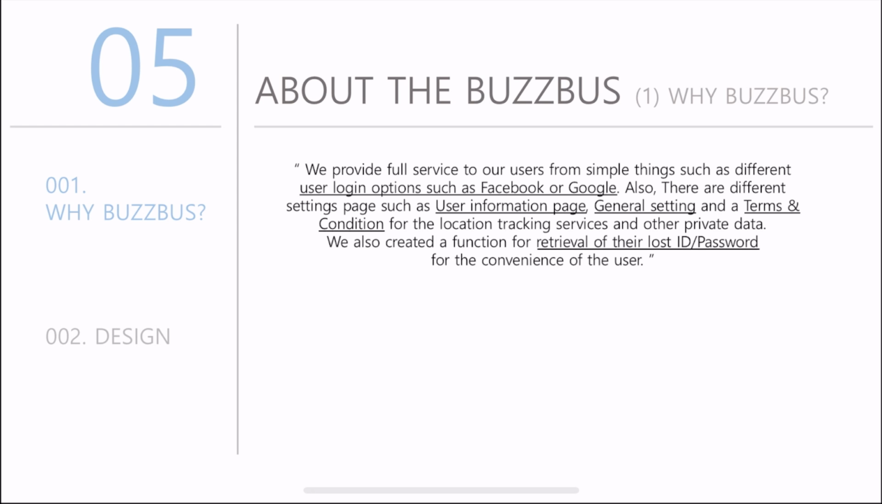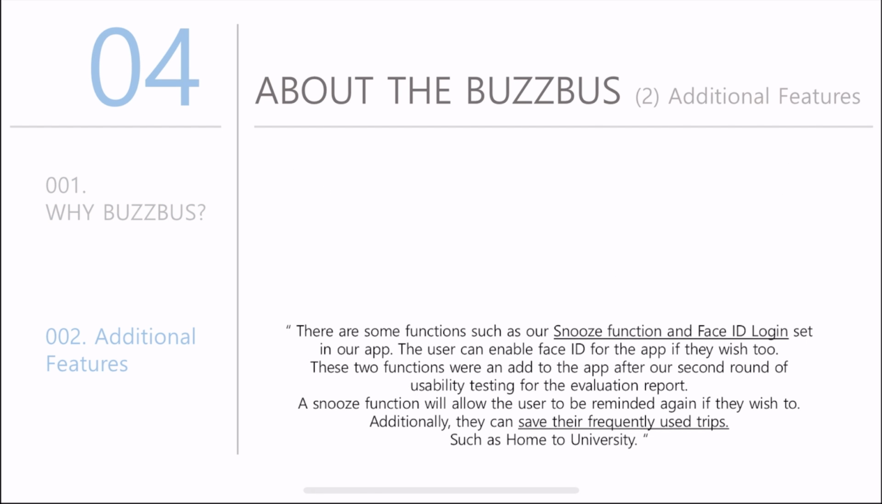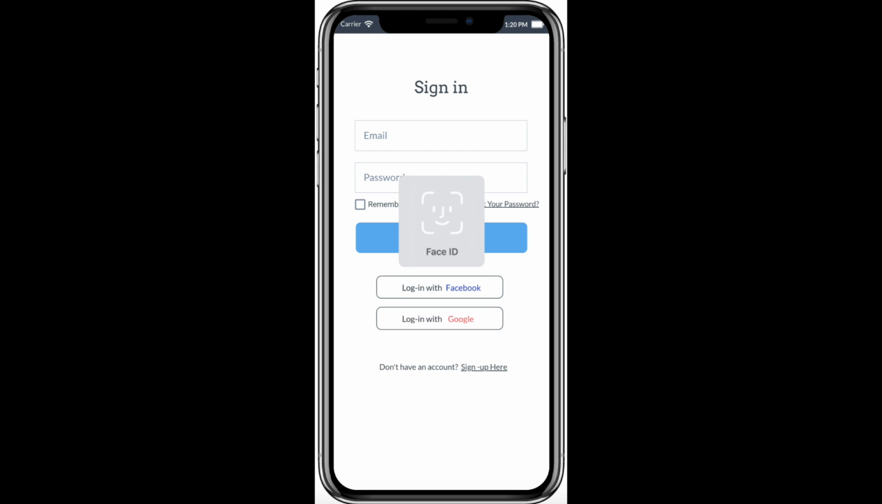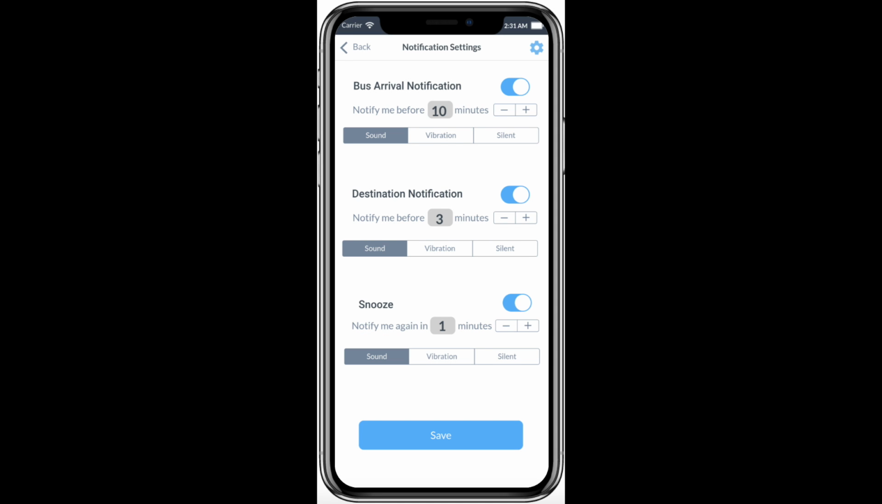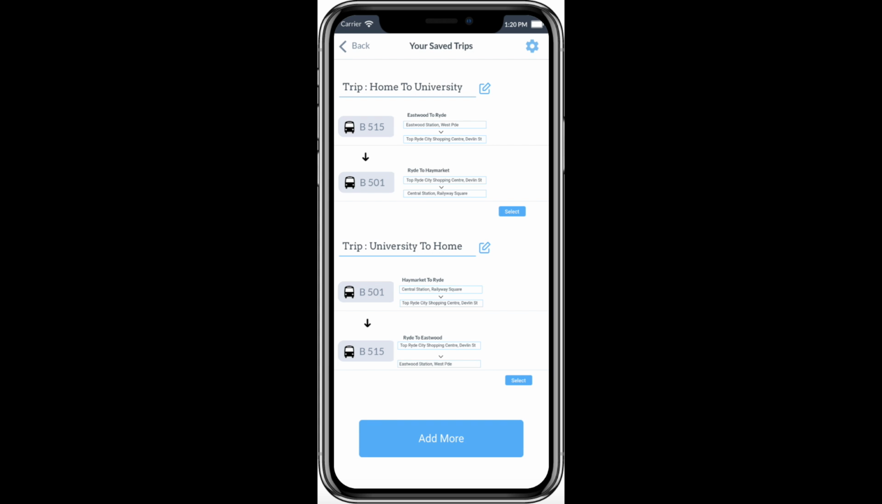There are some additional functions that we included, such as our snooze function and Face ID login. This won't be shown in the demonstration, however the user can enable Face ID for the app if they wish to. These two functions were added to the application after our second round of usability testing. A snooze function will allow the user to be reminded again if they wish to. Additionally, they can save their frequently used trips such as home to uni, uni to home.